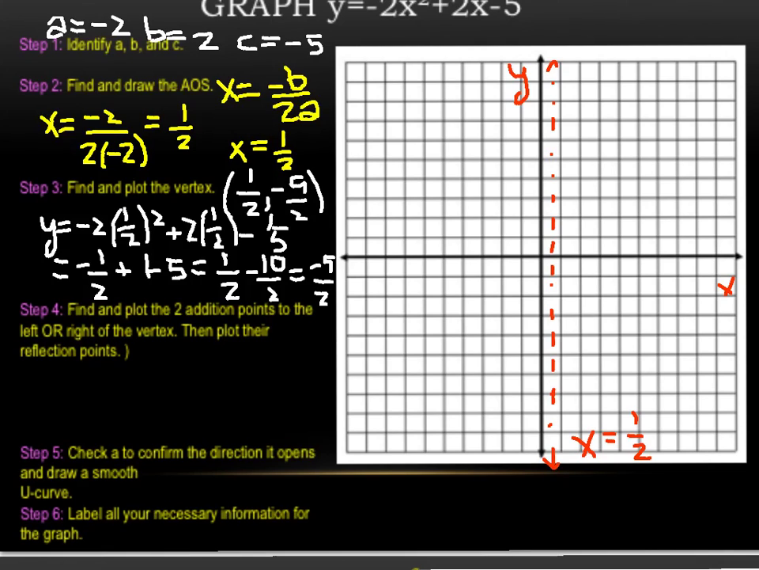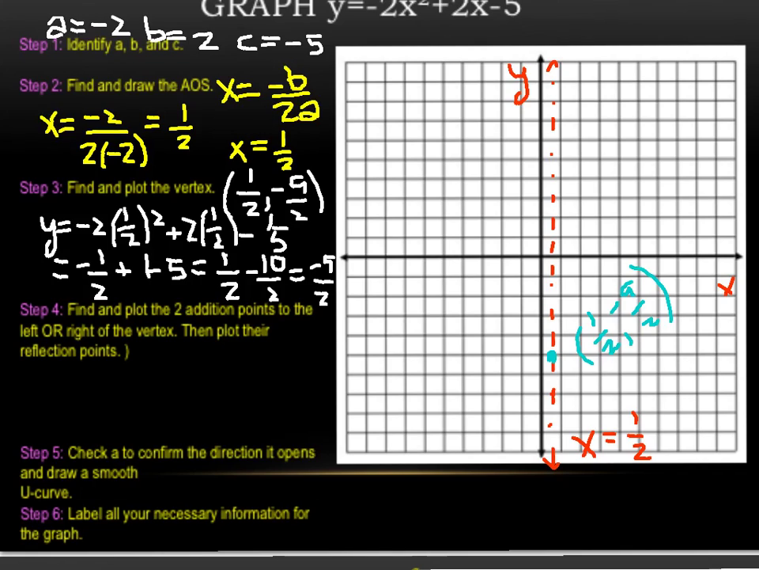So I'm going to go ahead and plot that guy. (1/2, -9/2). 1, 2, 3, 4.5. This is why you always need to make sure that you are labeling your coordinates so that I see exactly what you mean for your point to be.